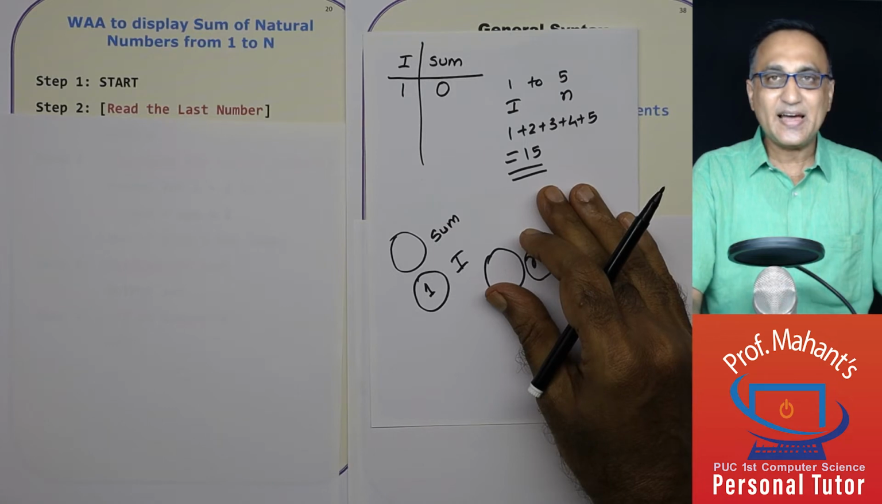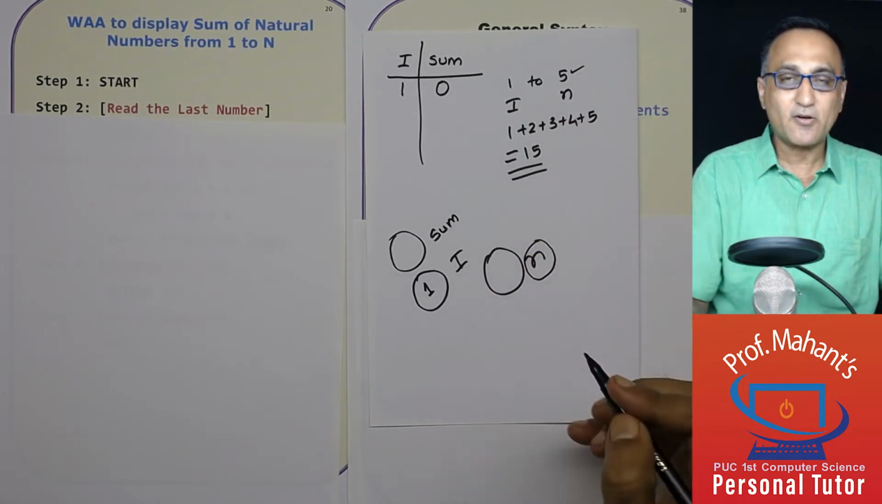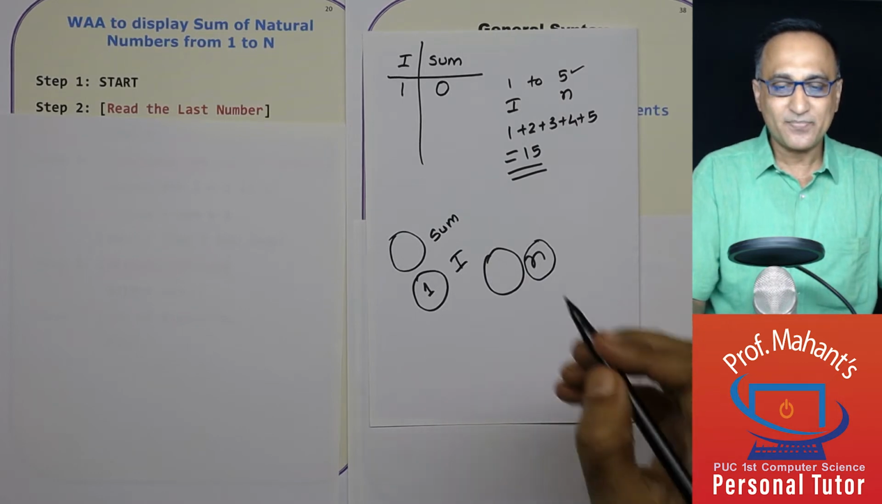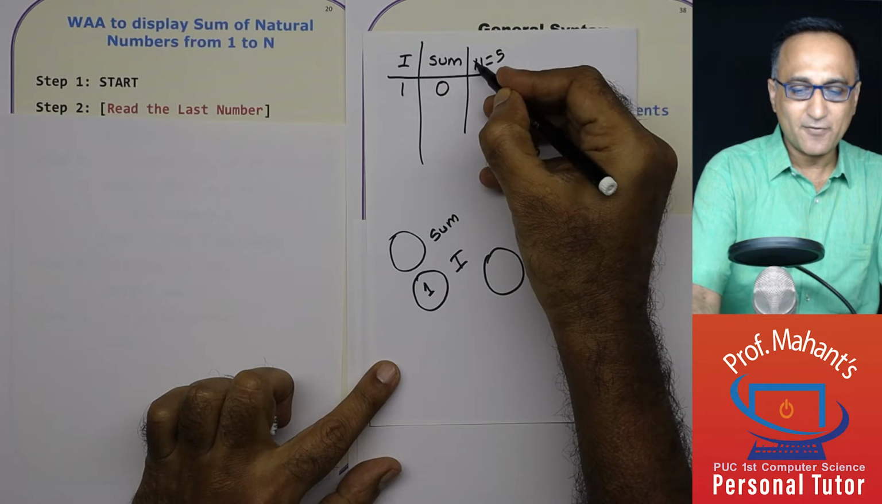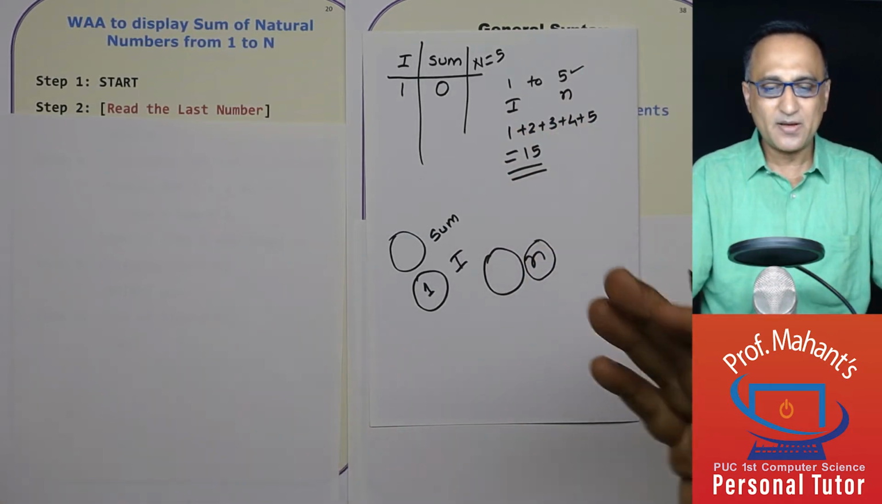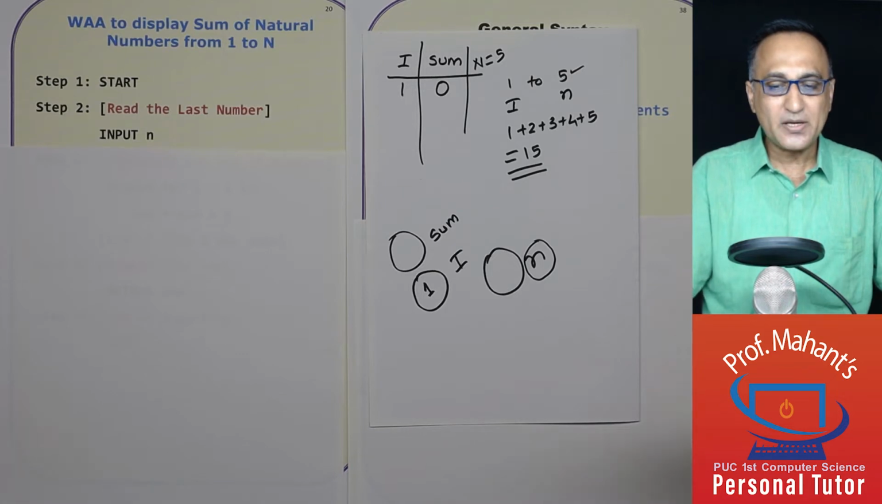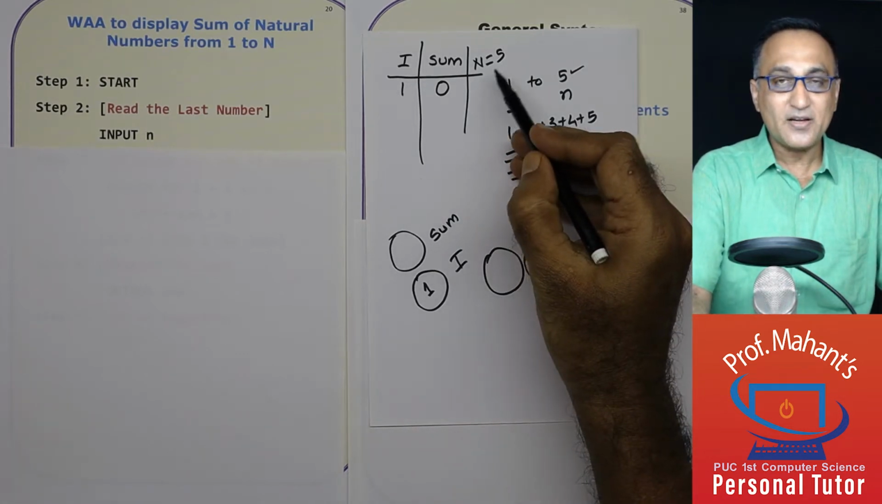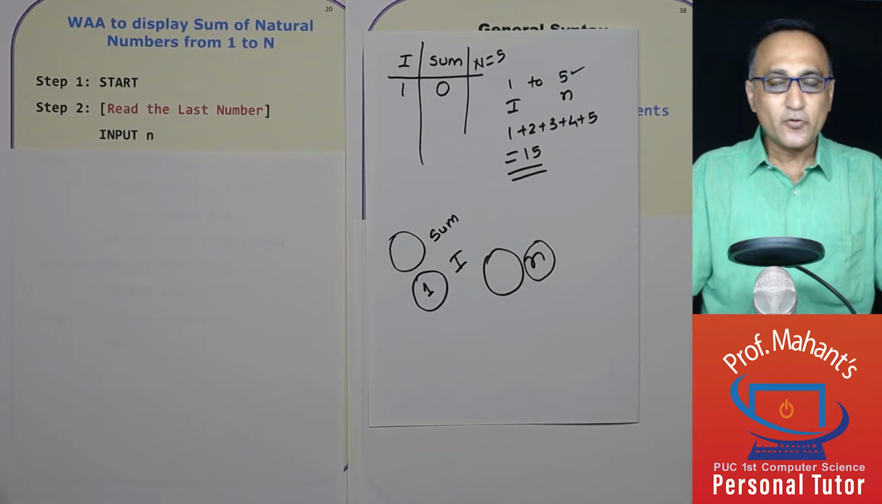Read the last number. Let's say the last number I want to find the sum till is 5. So the value of n happens to be 5. Although small n and capital N are the same, I'm just writing in capital so it's visible better. So when I say input n, the value of n entered by the user, which happens to be 5, is stored here.